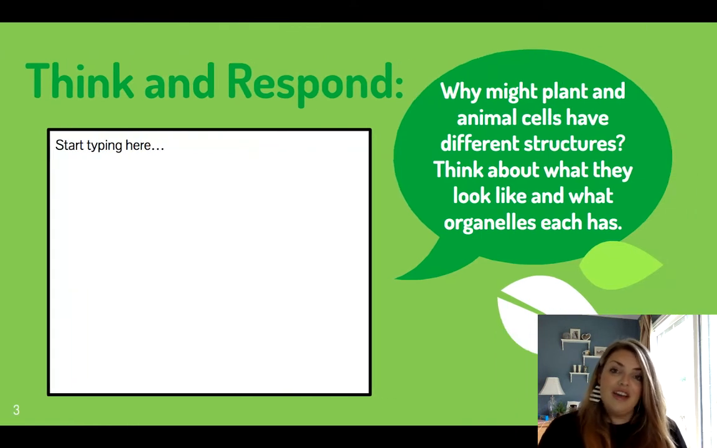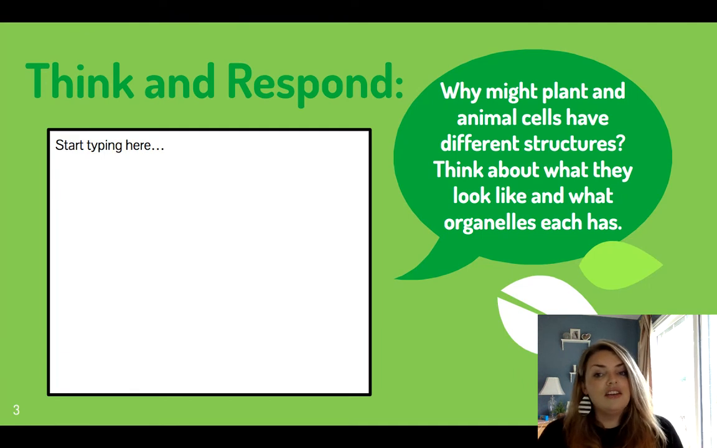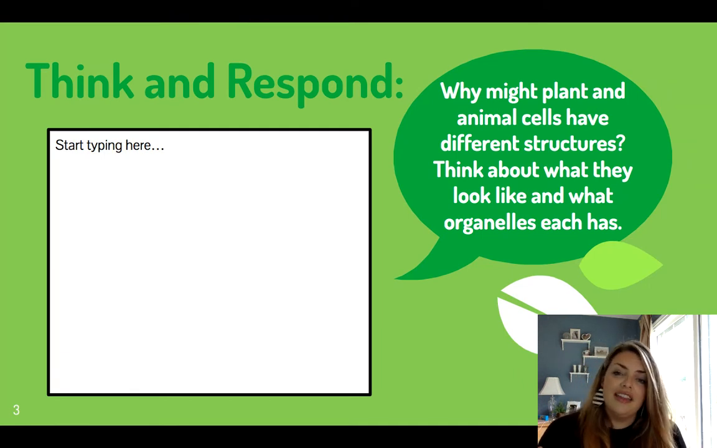You had the opportunity already to think about why plant and animal cells might have different structures. What might be the reasoning behind that? And so I asked you to think about what organelle each type of cell has and what those organelles might be designed to do. So today we're going to dive into that a little more.